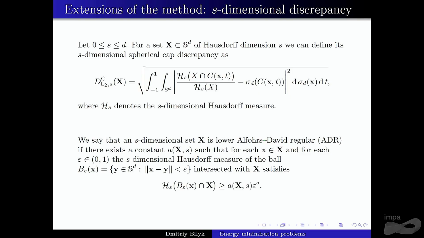In this argument, the only property of such sets that we would need is certain regularity. In particular, we would need them to be lower Ahlfors-David regular.